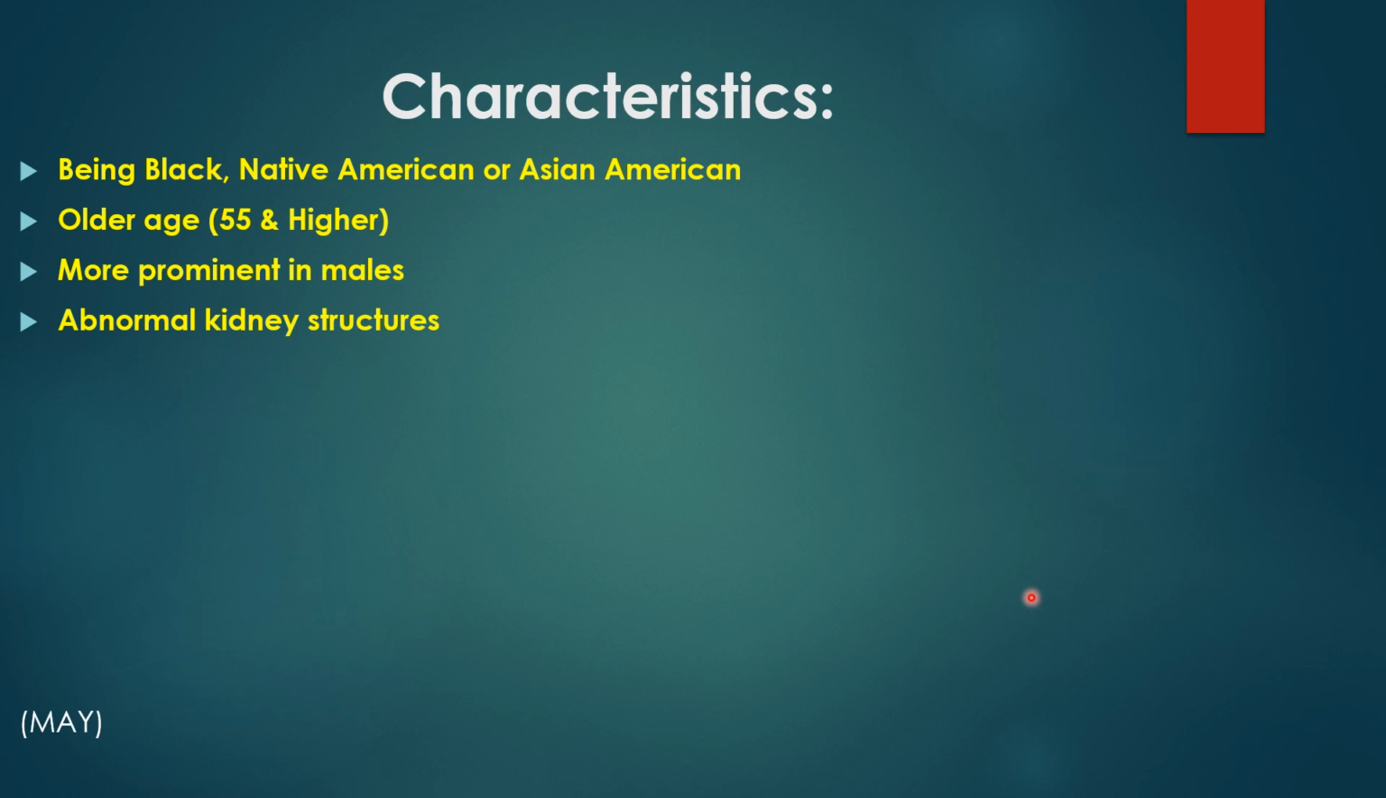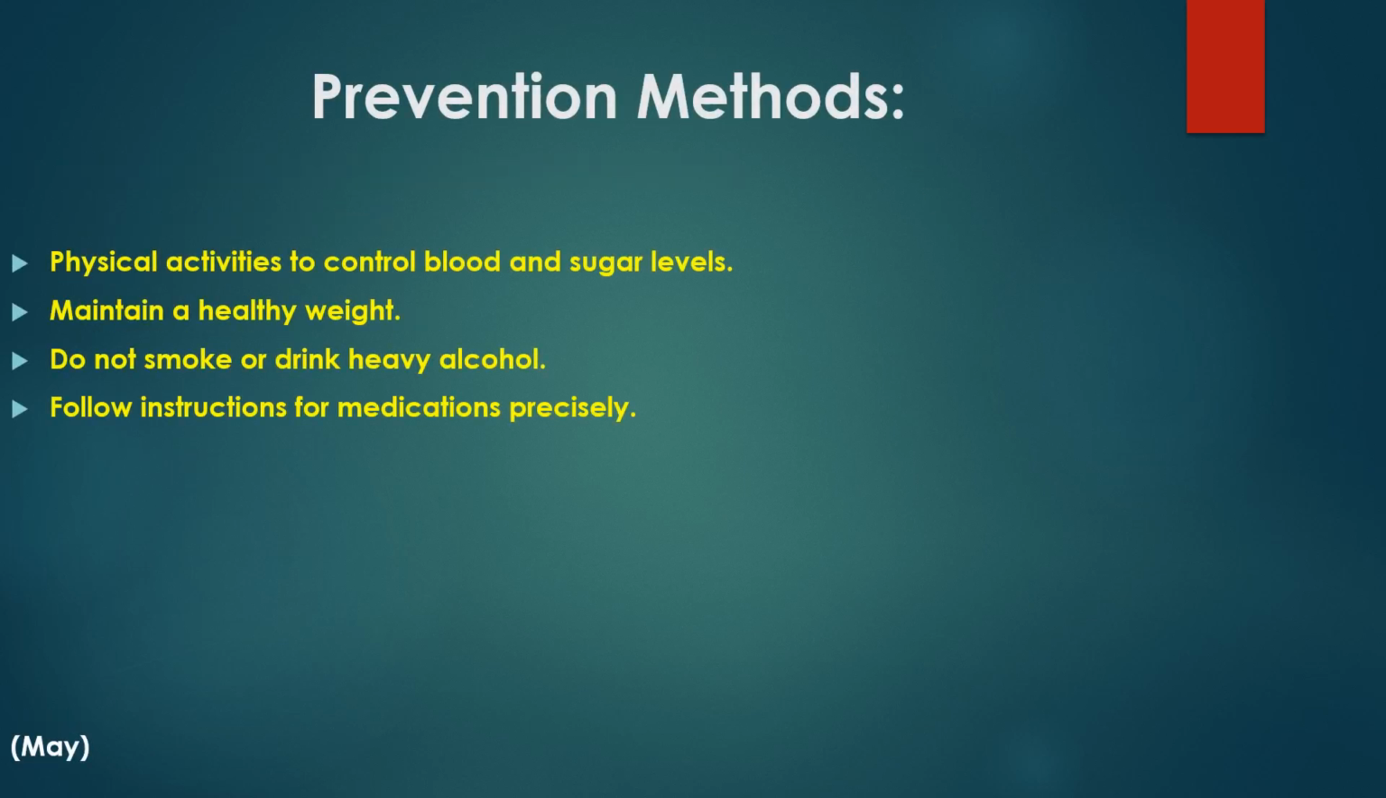Those more prone to catching this disease are Black Americans, Native Americans, Asian Americans, older ages, 55 and higher, more prominent in males, and those who suffer from abnormal kidney structures. Prevention methods are remaining physically active, maintaining a healthy weight, not smoking or drinking heavy alcohol, and following instructions precisely on your medication.